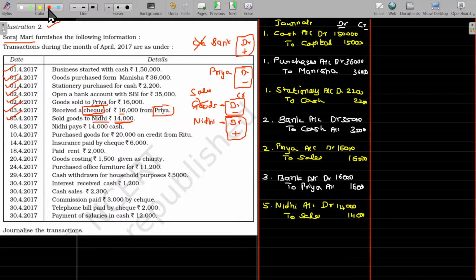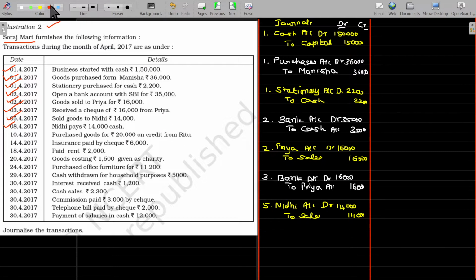Next. On 8th April, I just erase all these things, right? So, I'm going to pass the entry for the 8th April. Nidhi pays rupees 14,000 cash. So, Nidhi and cash. Cash is a real account, cash is an asset, so debit balance. If Nidhi pays, I get the money, the debit balance will increase. Who is Nidhi? As per the 5th transaction, Nidhi is an asset, debit balance, right? From Nidhi, we have to receive the money, so asset. Asset means the debit balance. So, this debit balance should be subtracted because of the payment.